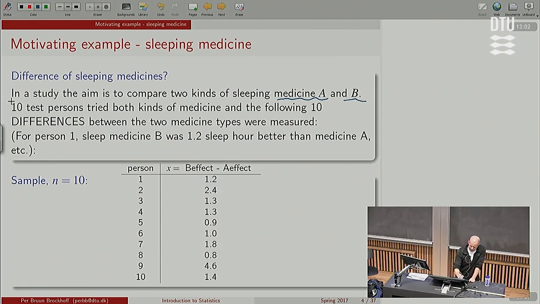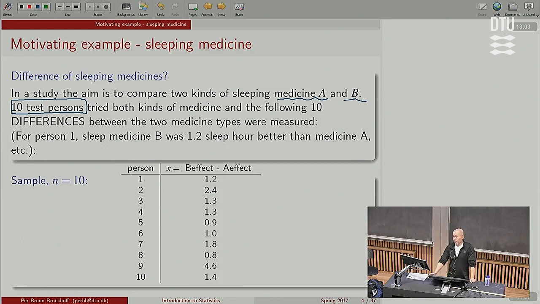We are having 10 test persons, trying both of them, because that can be done with sleeping medicine. You can have one person try one and then relax for a week or two and then get the other medication and try that one, right? So you can do so-called crossover studies in this framework.